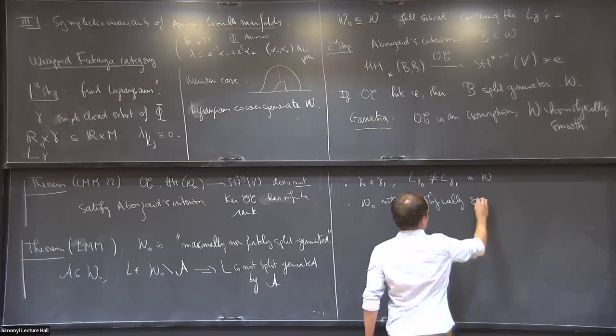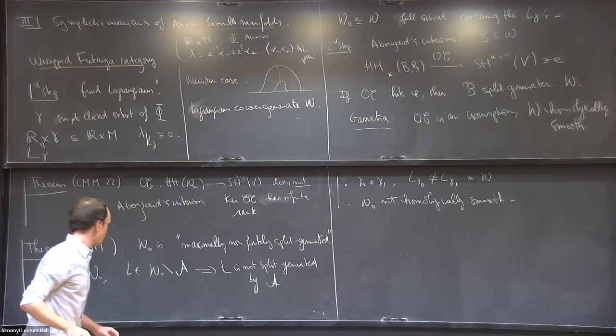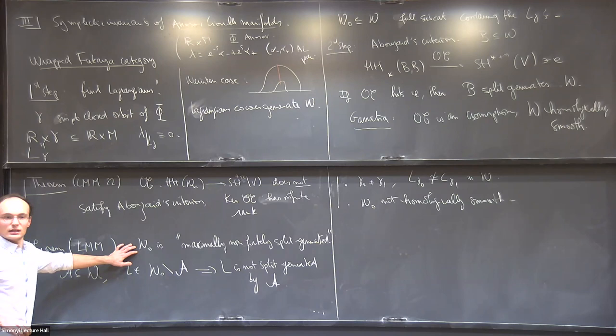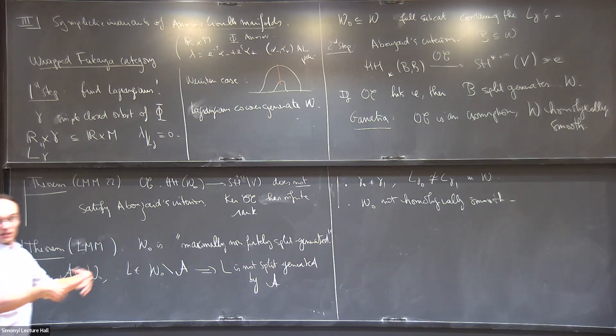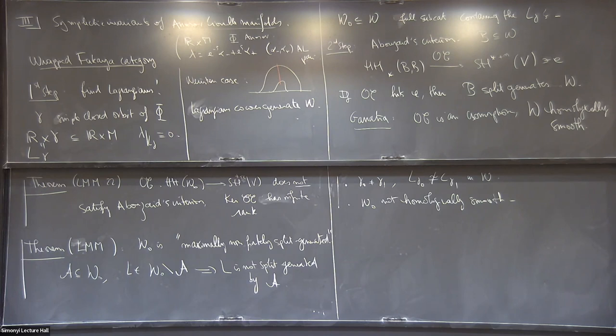The contrast with the Weinstein case. A way to think about W naught is as follows. The objects are coming from simple closed orbits, so you can look at the set of simple closed orbits of the flow. In this way, we can endow it with the structure of an infinity category that is well defined up to quasi-isomorphism, and actually only depends on the homotopy class of the Anosov flow through Anosov flows.